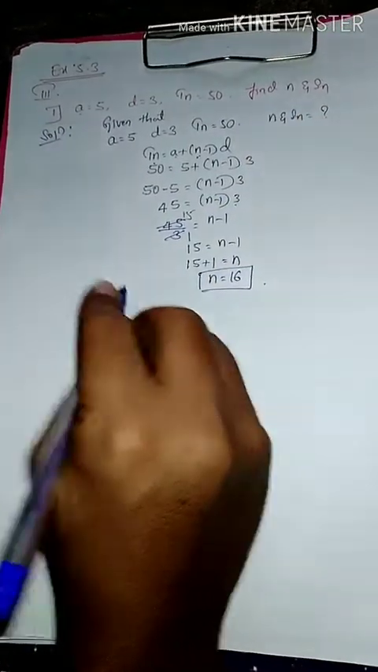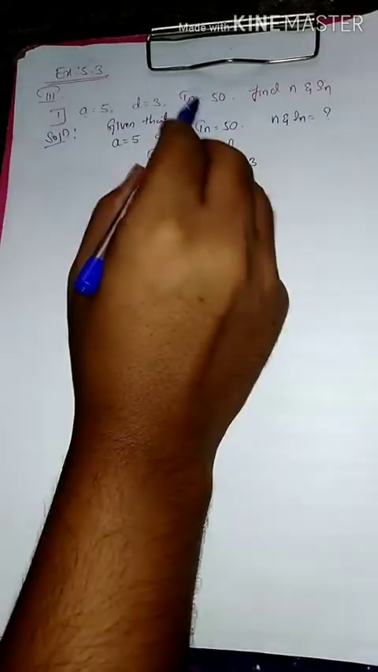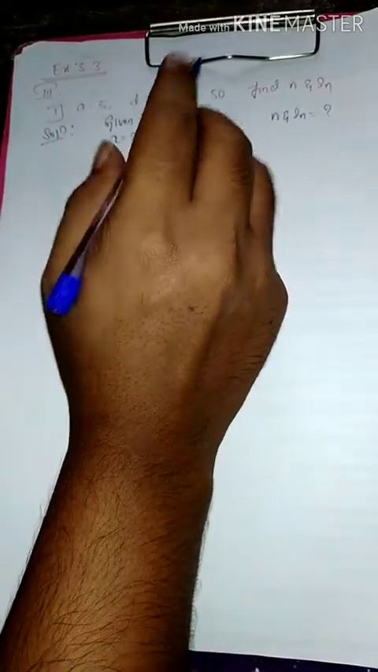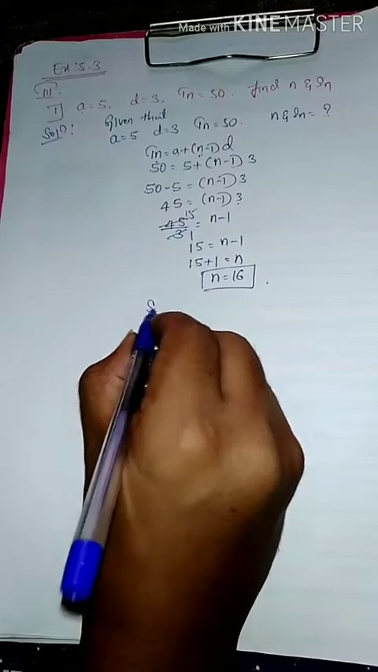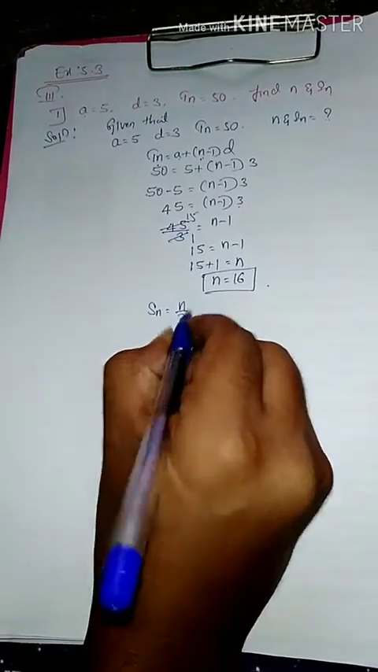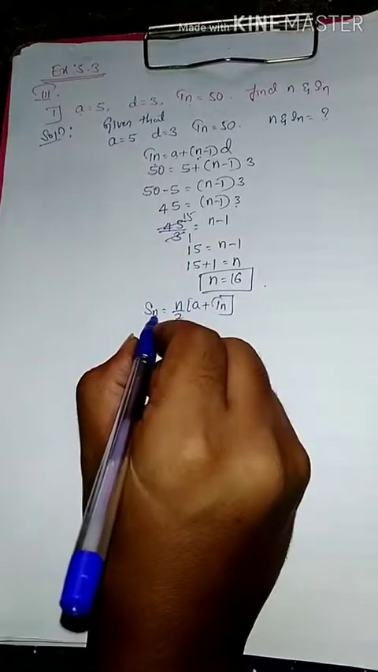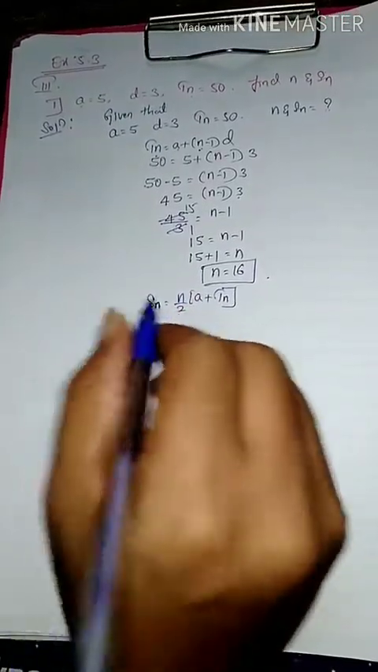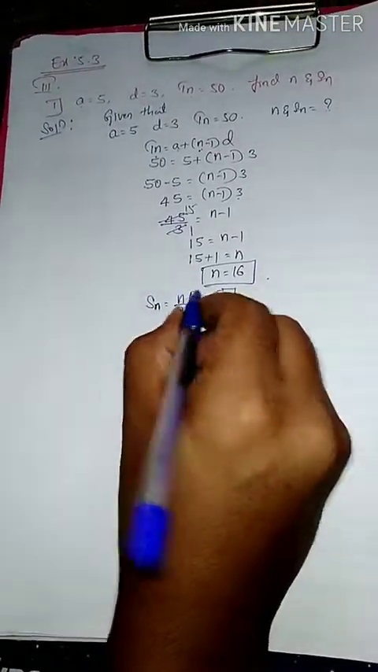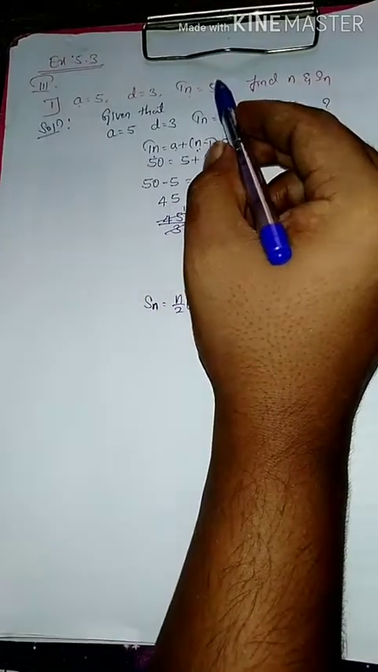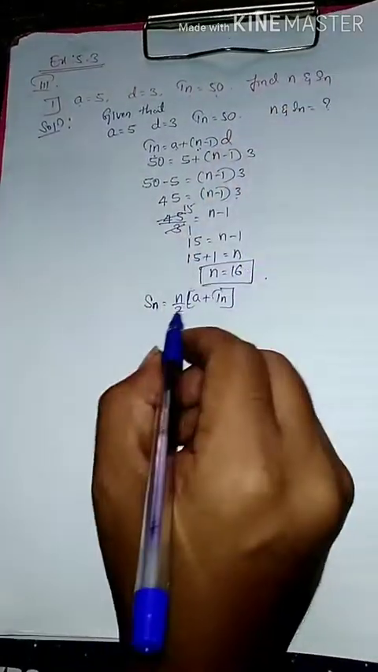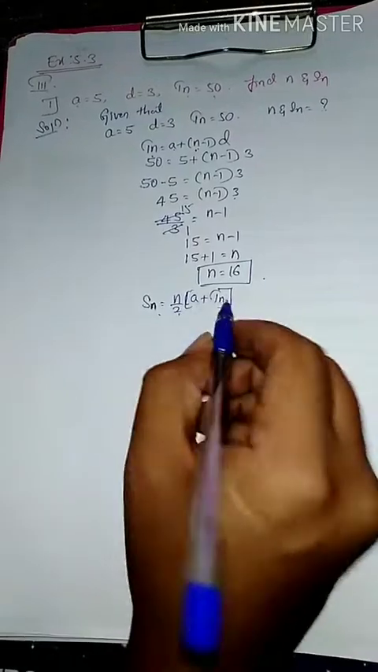And now Sn. In this example, the first term is given, the last term is given. If the last term is given, how to find Sn? Sn is equal to N by 2 into A plus Tn is the formula to find the sum of n terms of an AP. This formula only applies when the last term is given. So in this example, the last term is given. Therefore, we can use the formula Sn is equal to N by 2 into A plus Tn.